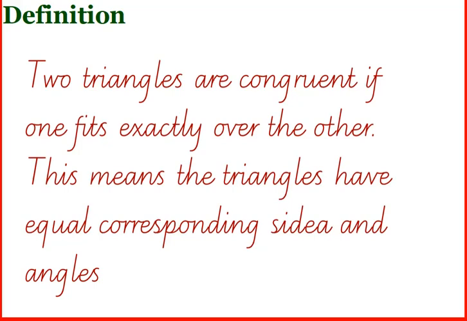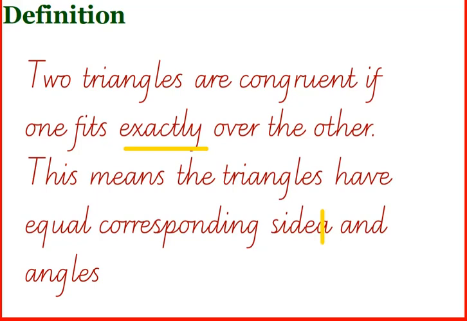We are going to start off by defining the term congruency. So what does it mean when two triangles are congruent? Two triangles are congruent if one fits exactly over the other. This means the triangles have equal corresponding sides and angles.